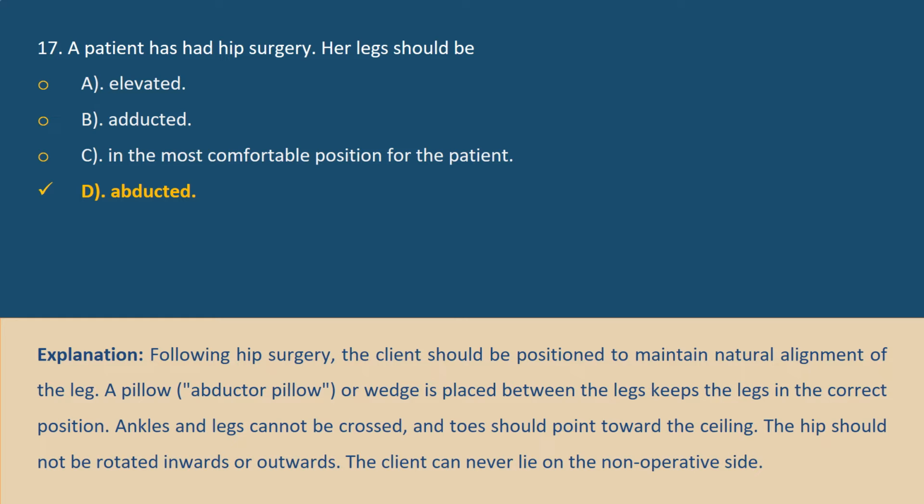A pillow, abductor pillow, or wedge is placed between the legs to keep the legs in the correct position. Ankles and legs cannot be crossed, and toes should point toward the ceiling. The hip should not be rotated inwards or outwards. The client can never lie on the non-operative side.